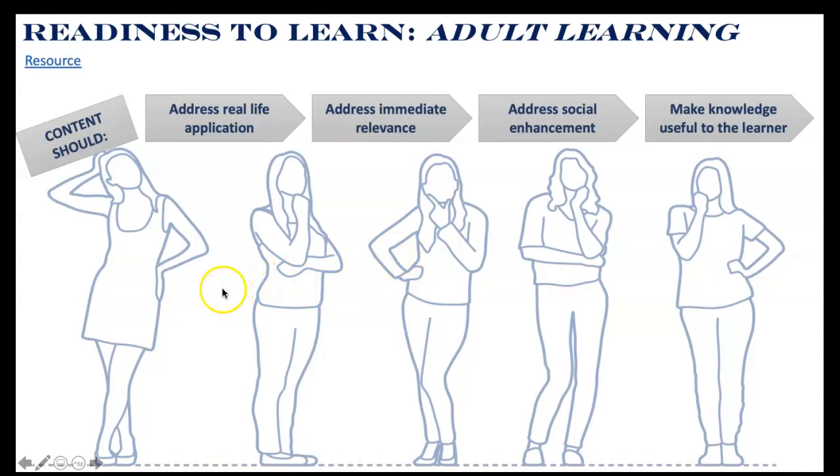Back to readiness to learn. It's a trainer's job to address real-life application, immediate relevance to the learner, the social enhancement this will have for the learner, and how this is useful to the learner to keep them engaged. Basically, you're reiterating the need to know from attribute 1.